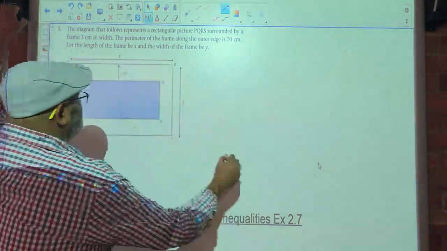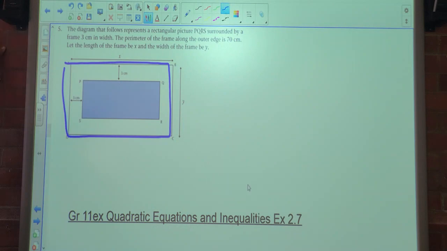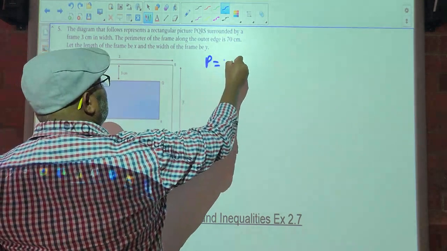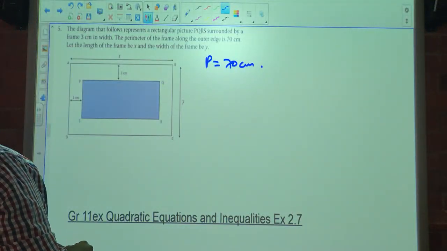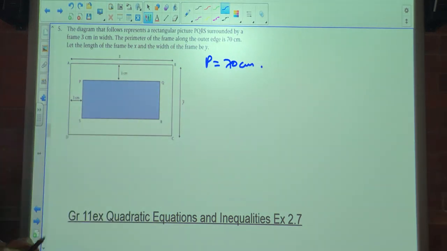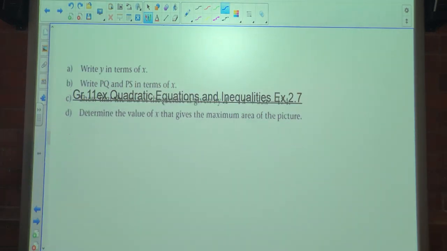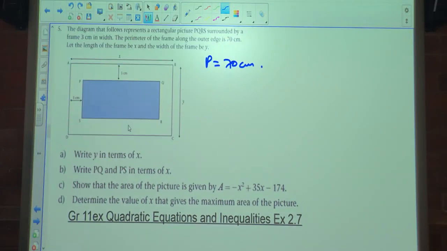So I will assume this is 70. That's the outer edge, no? That is 70. The length of the frame can be X and the width can be Y, as marked here. The question says, write Y in terms of X.